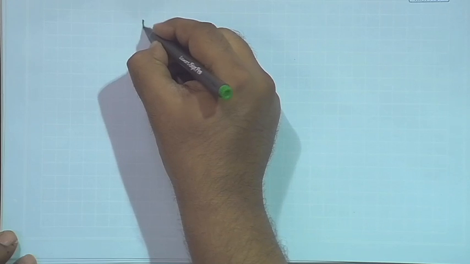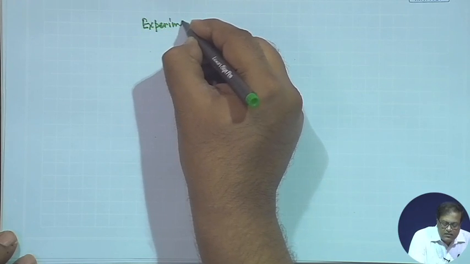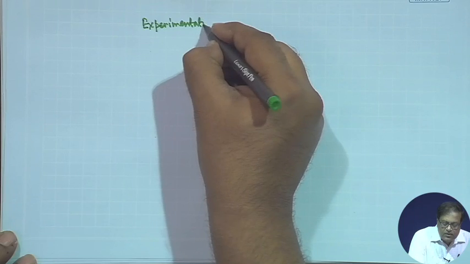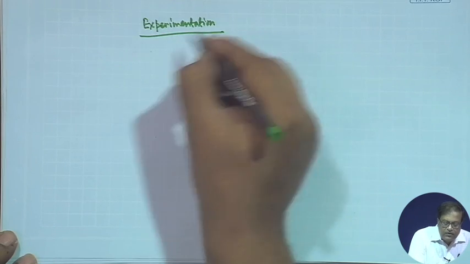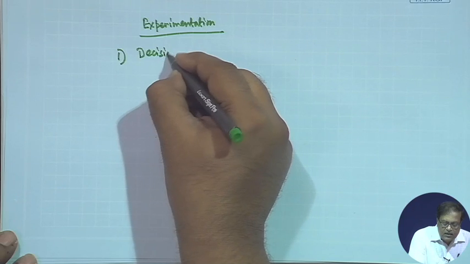So, all these different decision situations have a similarity. Basically, whenever we do experimentation, there are a few things to see. The first one to see is the decision structure.